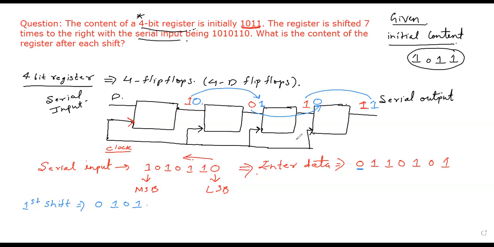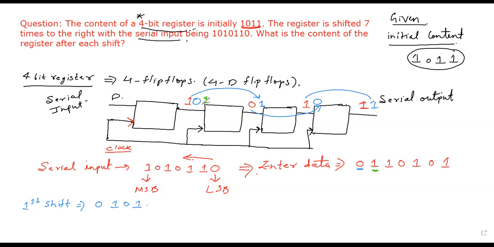Okay, now what we'll do for this one. What will happen? This one will go over this place. You can see here it is right shift. From here it is going to this, then this, then this. So this way, right shift. So this one will go at this place.